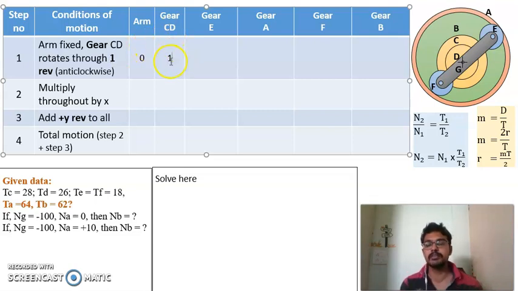If gear CD is rotating with a speed of 1 revolution, what would be the speed of gear E? Here, gear C is this external yellow gear that you see. So gear C is meshing with gear E.